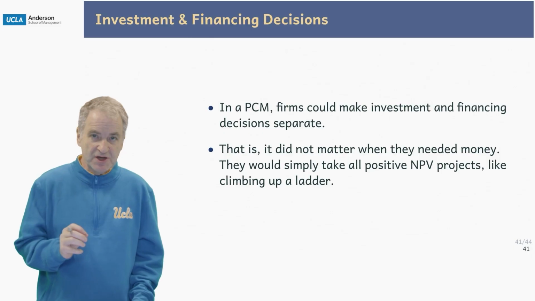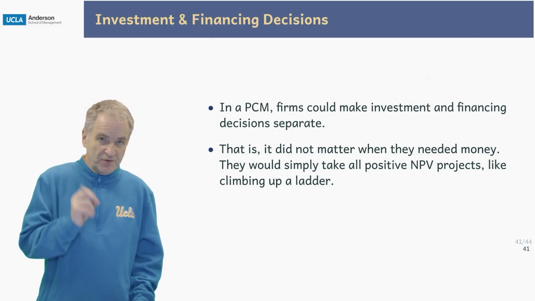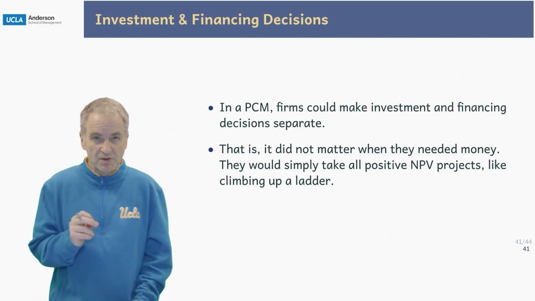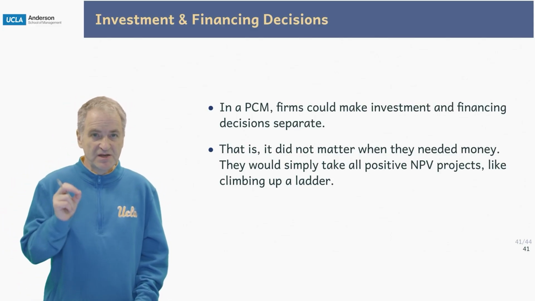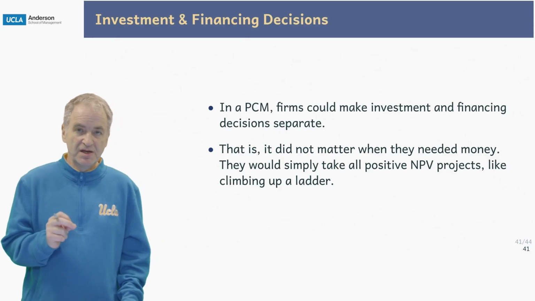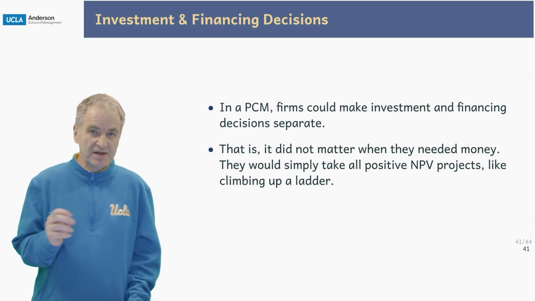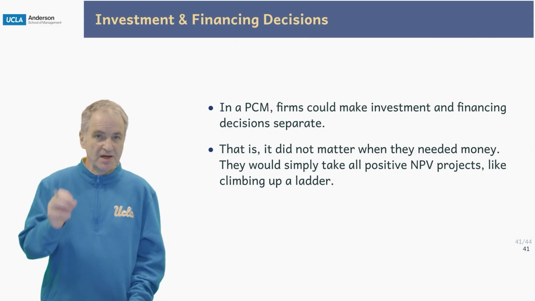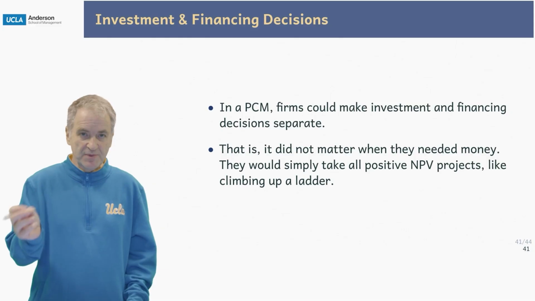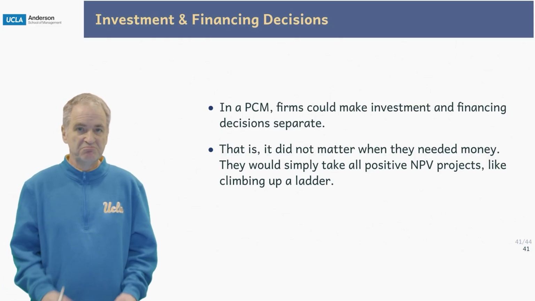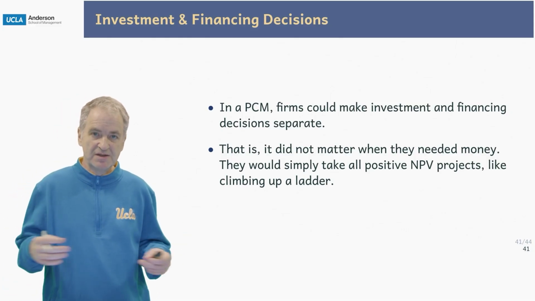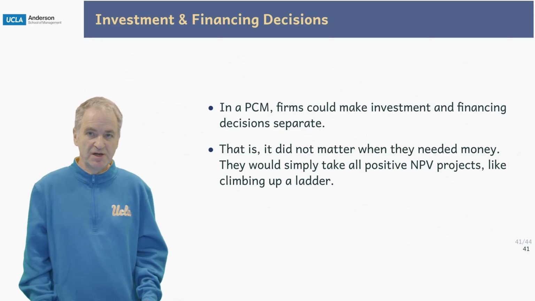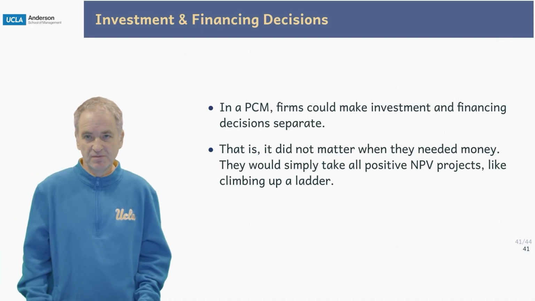Now I'm going to switch subject one more time. In a perfect capital market, in one of our first lessons, I explained to you that you can make investment and financing decisions separately. That is, it doesn't matter when you want to eat ice cream. You always take all positive net present value projects. You use the capital markets to shift capital to wherever you want to consume. So, you could make investment, financing, consumption decisions all separately. It did not matter when you needed money. Take all positive net present value projects.